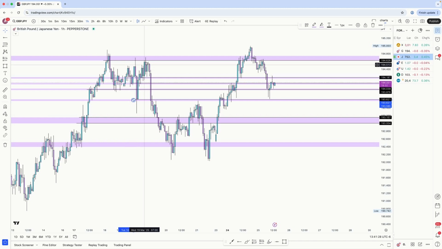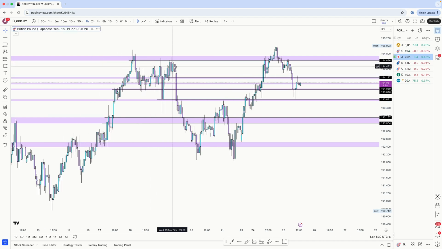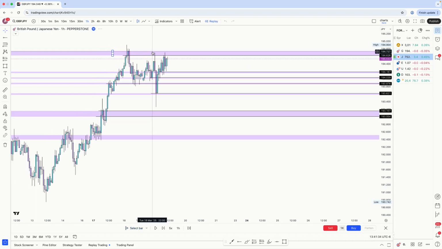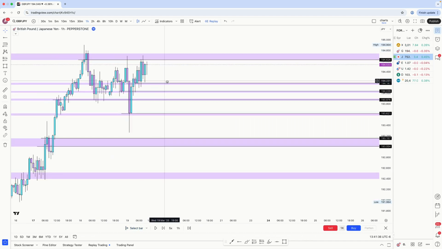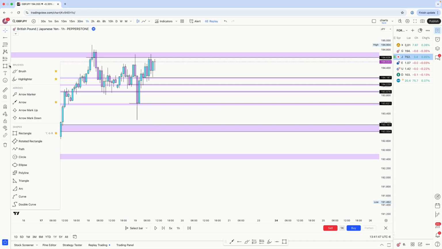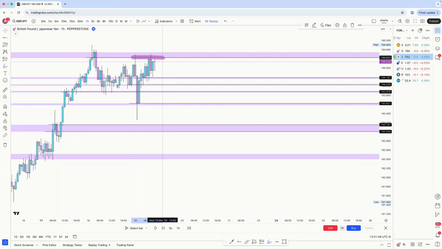Now, when price gets to a major structure like this, basically all you're doing is breaking it down. As price approaches on a higher time frame, you're then jumping down further. So pay attention to this major zone right here. Actually, let me highlight it for you guys so you can see.